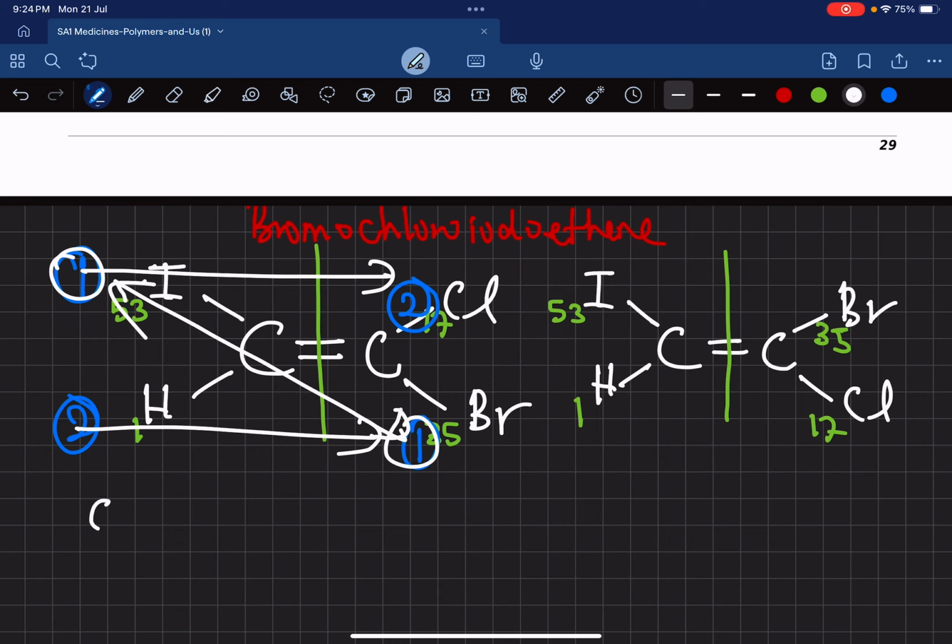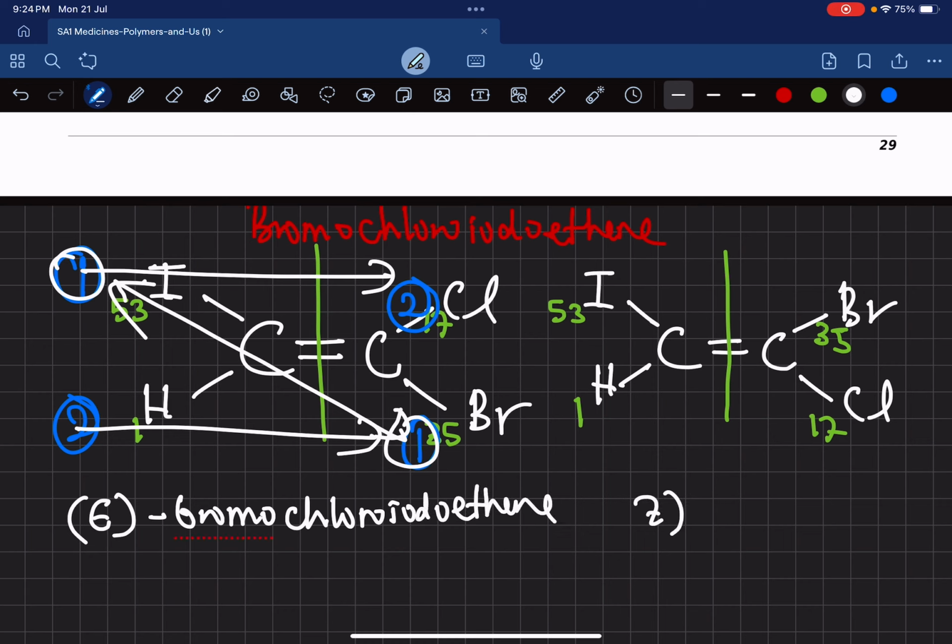So this is called E-bromo-chloro-iodoethene. And if this is E, the other one is going to be Z-bromo-chloro-iodoethene. That's going to be the name.